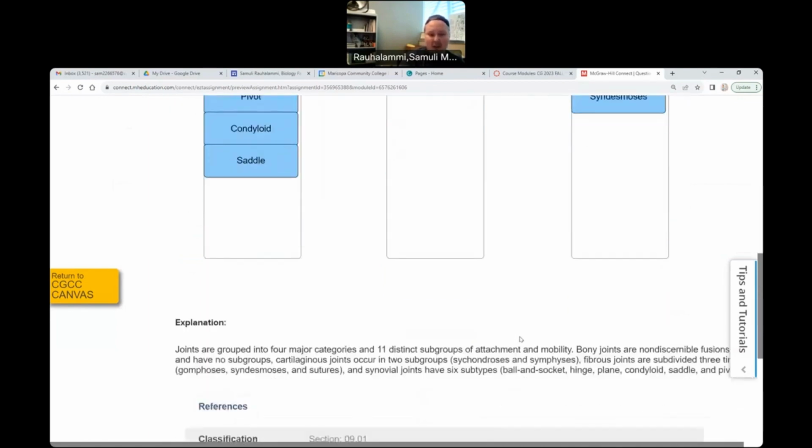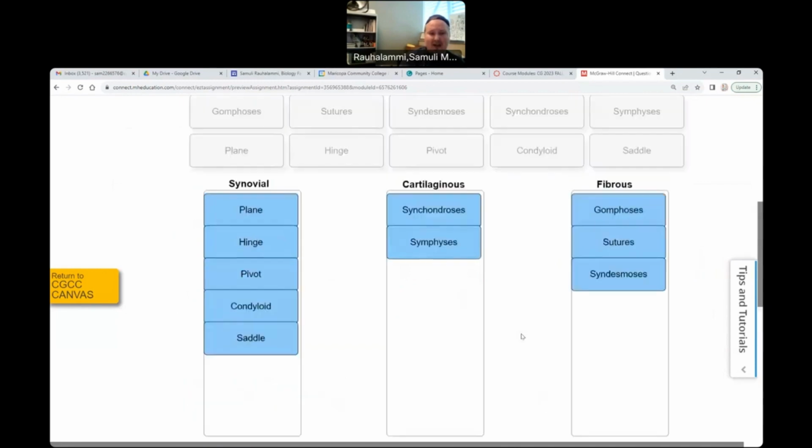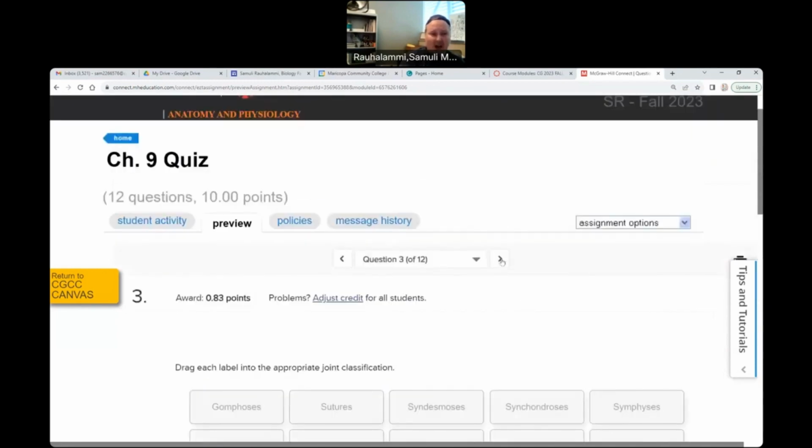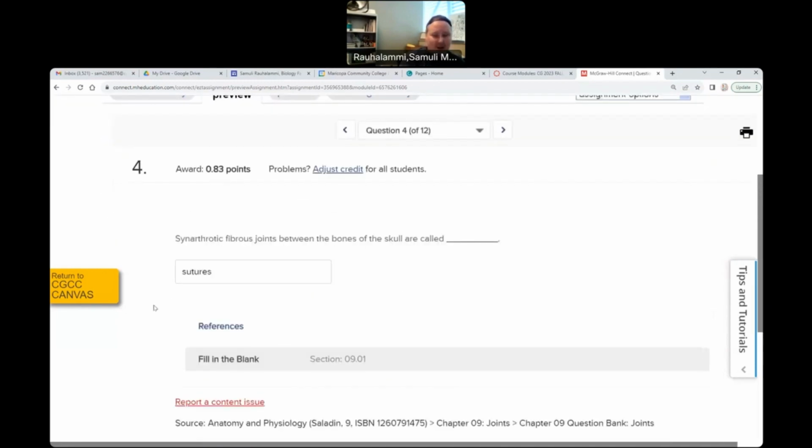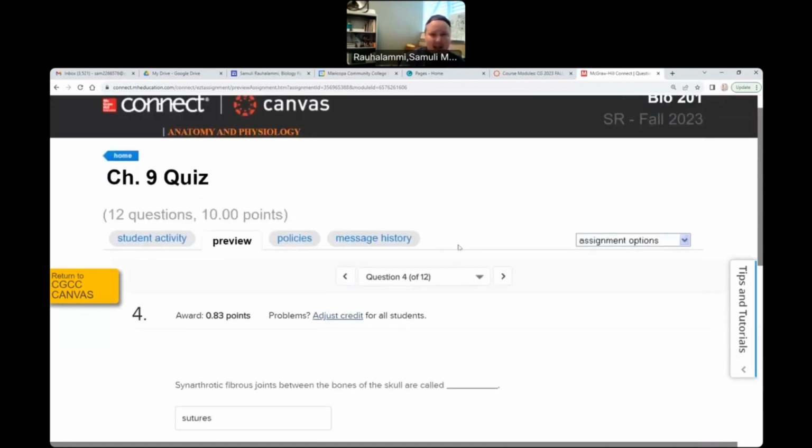So again, you work through these to gain an idea of how to answer these questions, an idea of what the key points of the chapter are. Here again, we're seeing a complete sentence. You actually type in the answer yourself. So synthetic fibrous joints between the bones of the skull are called sutures. So I think that gives you a good idea of what to expect in terms of the quiz.